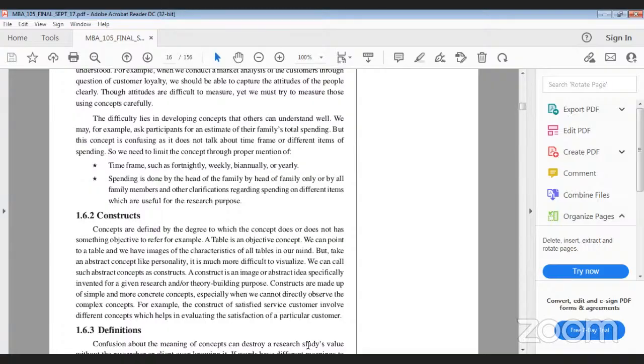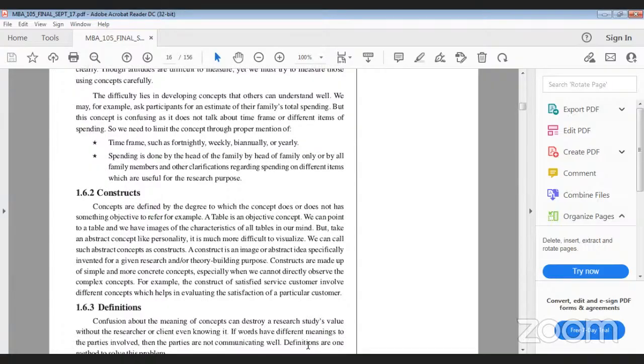A construct is an image or abstract idea specifically invented for a given research and theory-building purpose. Constructs are made up of simpler and more concrete concepts, especially when we cannot directly observe the complex concept. For example, the construct of satisfaction with service by a consumer involves different concepts which help in enabling the satisfaction of a particular consumer.